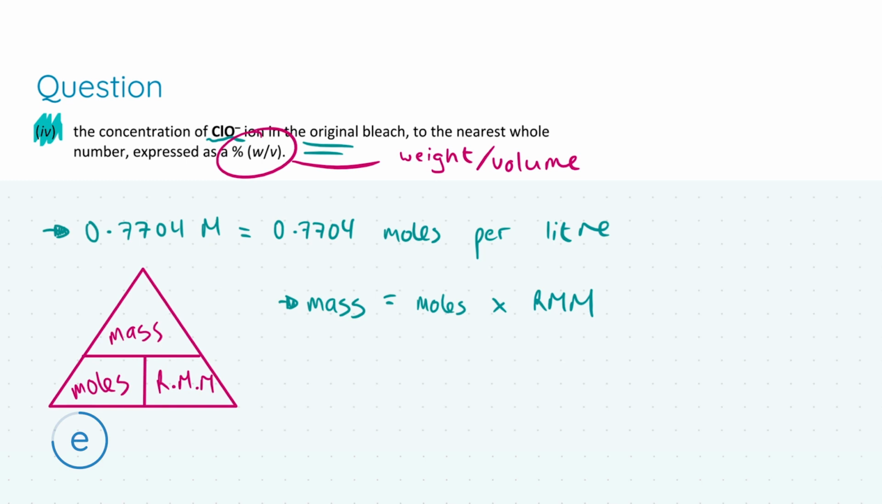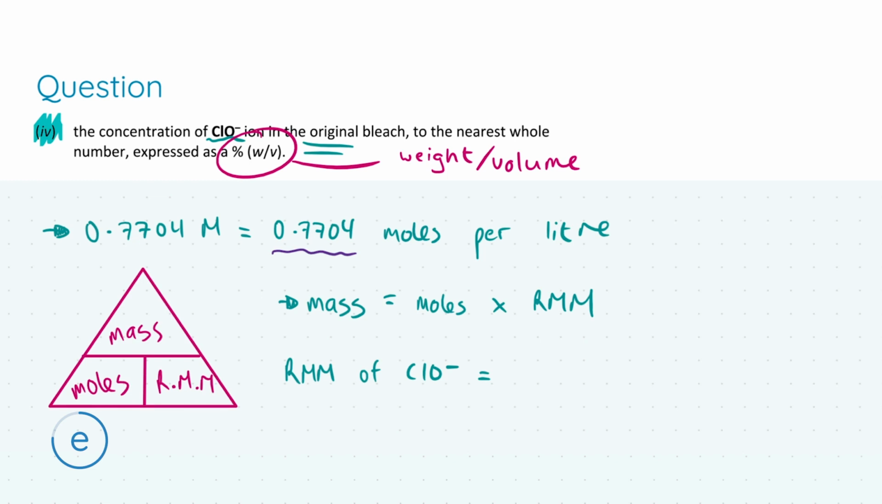because we're told just here that the number of moles is 0.7704. So what we need to do now is find our relative molecular mass for this ClO minus ion. The way we do that is by going to our log tables and finding the relative molecular masses of the components of the ion and adding them together. Just to write it out, the relative molecular mass of ClO minus is going to equal all of the relative molecular masses of the components added together.